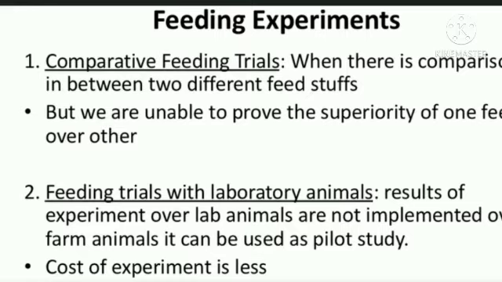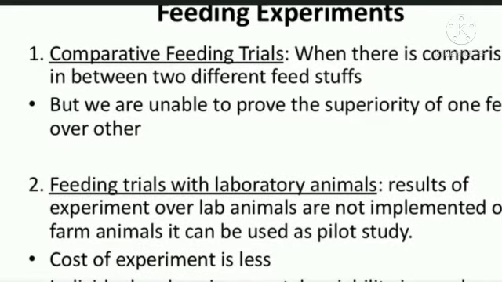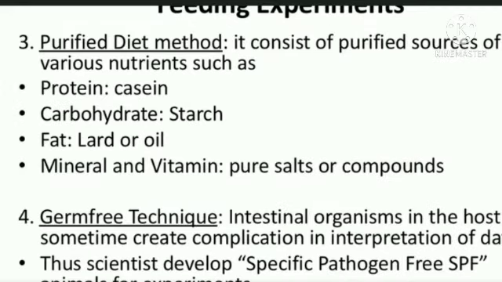Slaughter or chemical composition can be performed, so it is easy to perform slaughter experiments on the lab animal, which is not possible in the ruminants. So we can go for the total retention of the nutrients also by the slaughter technique. So these are the benefits of the laboratory animal experiments. The next type of experiment is the purified diet method.